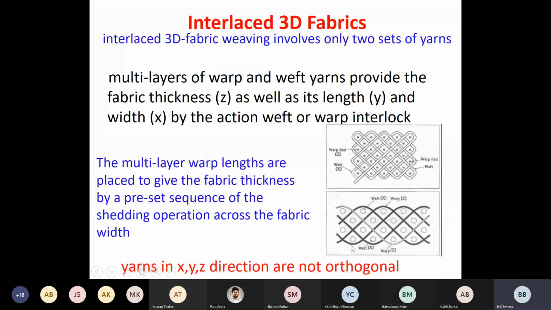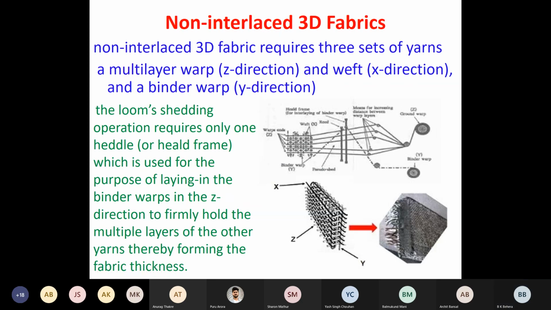And what is important to see here is that the XYZ yarns are not orthogonal. They are not at 90 degrees to each other. They are at some angle. Okay, but this is interlaced 3D fabric. Then non-interlaced 3D fabrics.